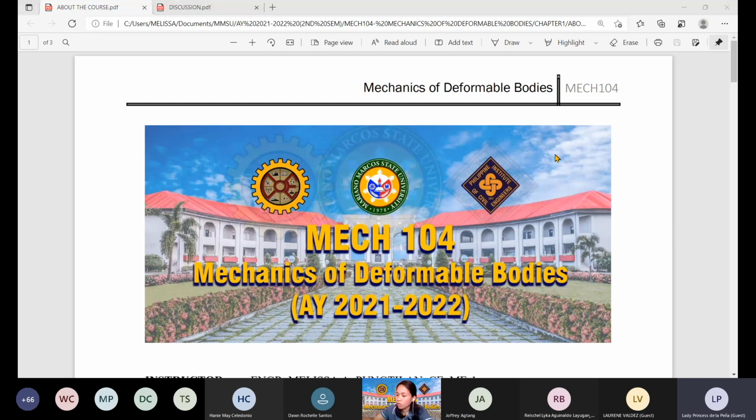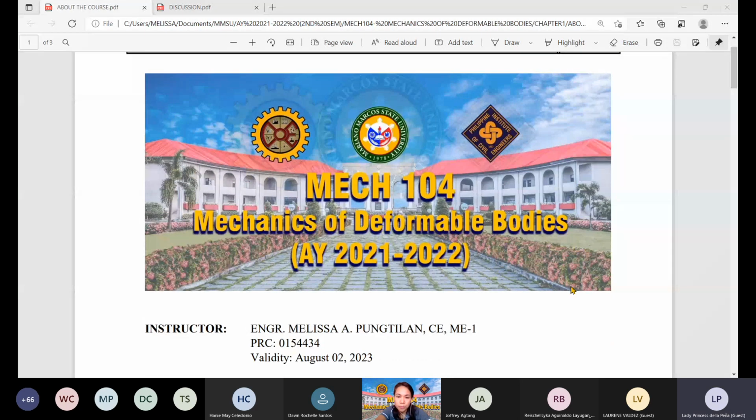So our core subject for this semester is Mechanics 104, or Mechanics of Deformable Bodies. For those in the 2018 curriculum, this is your Mechanics 107. The content is the same. Only the course code changed because our curriculum changed due to K-12.